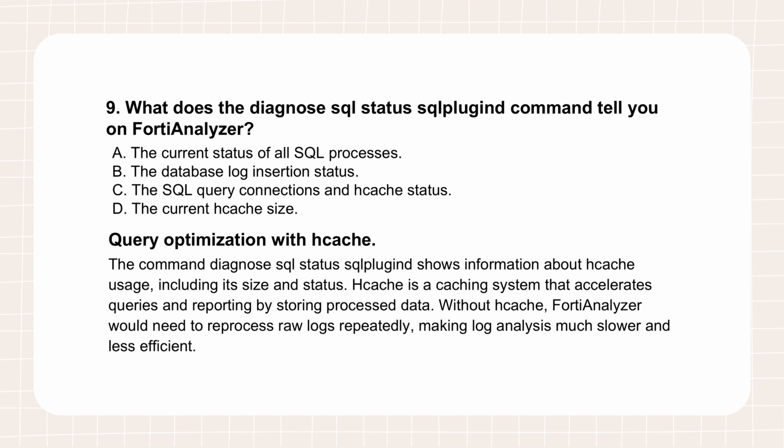And you mentioned a couple of commands. What's the other key one, especially if reports are slow despite caching? Right. If reports are sluggish, you'll want to look at diagnose sql status sqlplugin. It's the sqlplugin at the end. Got it. This command gives you specific info about the SQL plugin daemon, which is called sqlplugin. And importantly, it includes details about the Hcache size. Remember that cache we talked about for reports? Hcache is part of that special caching system FortiAnalyzer uses to speed up reports and queries. So this command lets you peek under the hood at that cache.